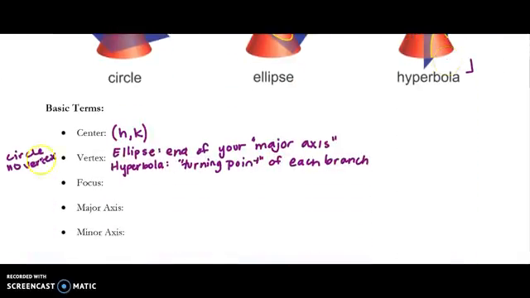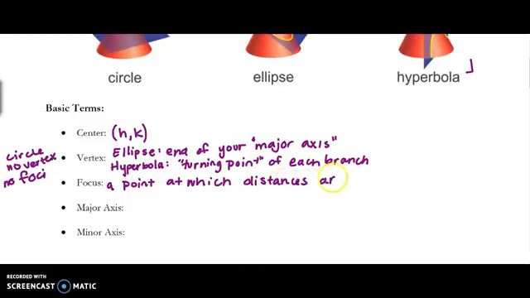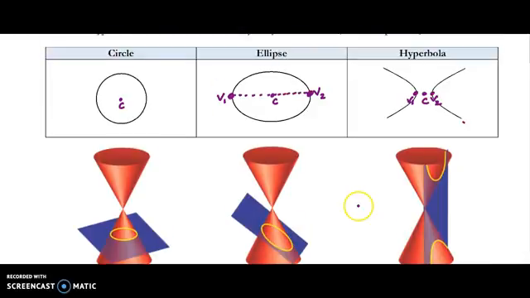The focus: again, the circle has no vertex and no foci, which is the plural for focus. The focus is a point at which distances are measured. Our foci on the ellipse would be in between vertex 1 and your center, and the same there along that major axis. So this is focus 1 and focus 2. And for the hyperbola, it's inside that curve. So it would be right around here and here, focus 1 and focus 2. It's inside that turning point, and they're all along that same line right through here.